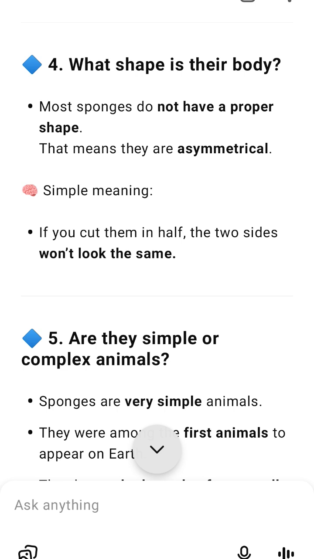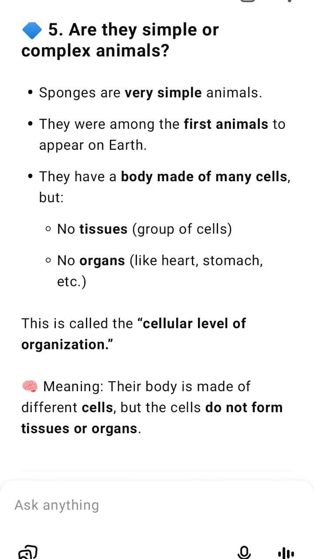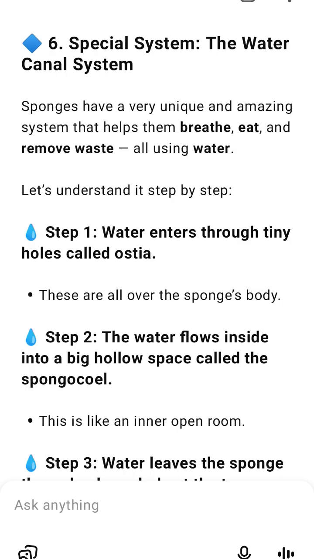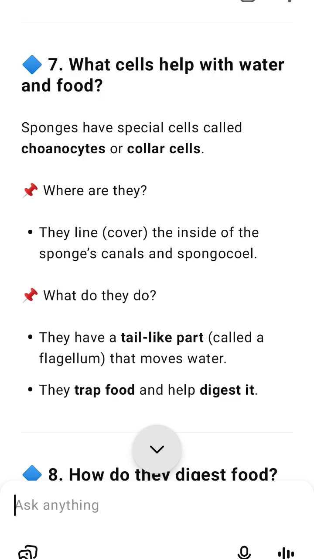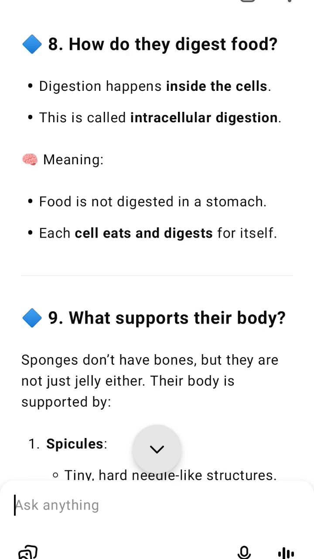5. Special cells. Choanocytes, collar cells. Inside the sponge, there are special cells called choanocytes or collar cells. These cells create water movement, trap food particles, help in digestion. 6. Digestion. Food is digested inside the cells. This is called intracellular digestion. Intra equals inside. Cellular, cell.